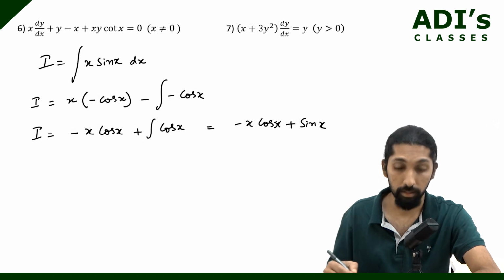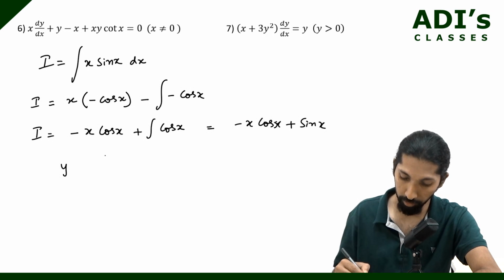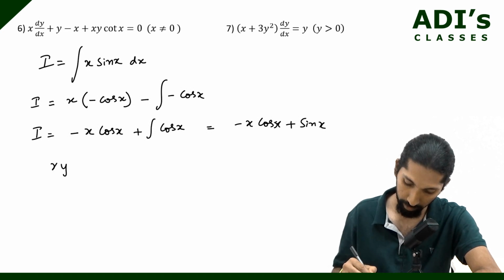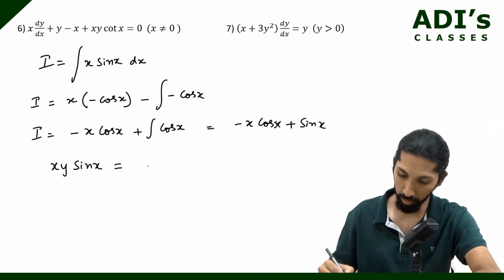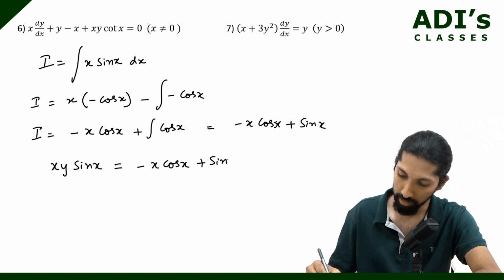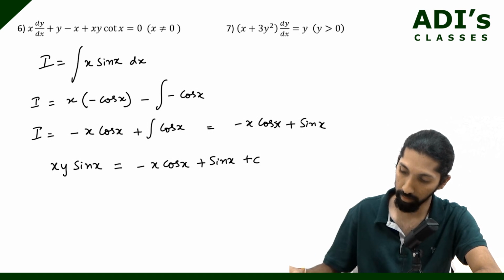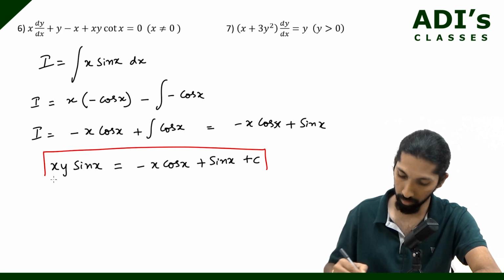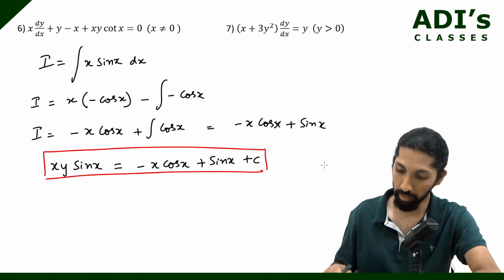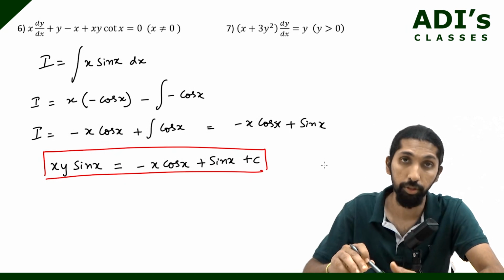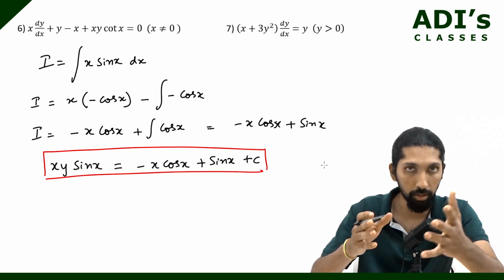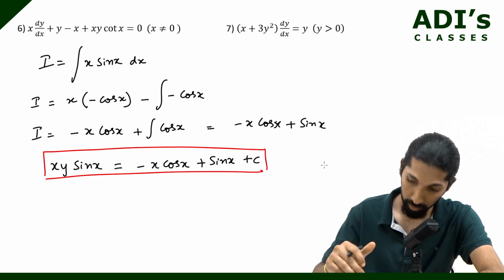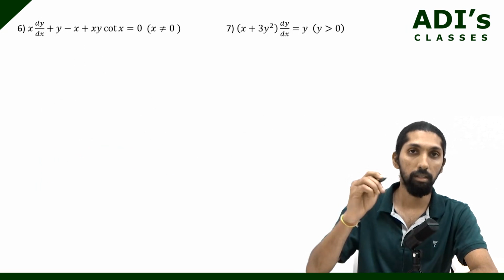So final answer, y into x sin x, or we can write it as xy sin x, is equal to minus x cos x plus sin x plus c. So this is going to be the final answer for the given question. Fair enough? So once you have this, the sixth question is done. Now let's move on to the seventh one. See the seventh question?